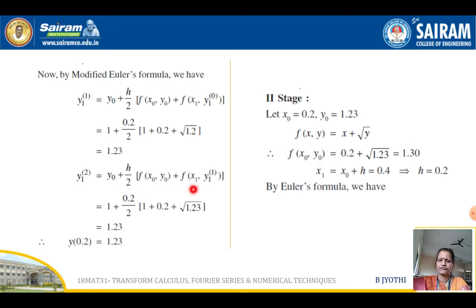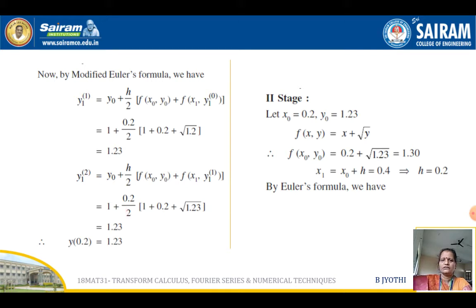Next, y1 of 2 is given by y naught plus h by 2 into f of x naught y naught plus f of x1 y1 of 1, which gives us 1 plus 0.2 by 2 into 1 plus 0.2 plus root of 1.23, which is obtained in the first stage, first value. On simplification again we are getting 1.23. This is the value we have obtained.